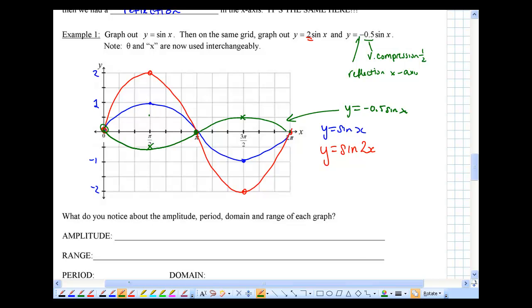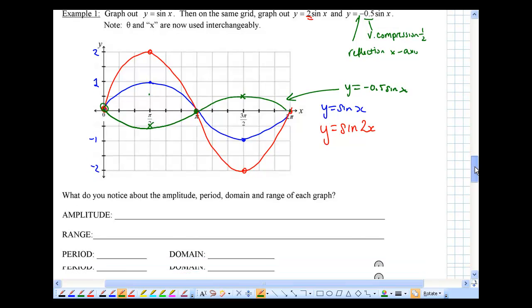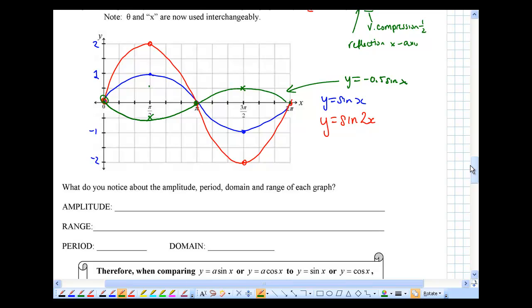Okay. What do you notice about the amplitude, period, domain, and range of each of these graphs? Well, the amplitude seems to have varied, right? It looks like it's 2 for the red one.